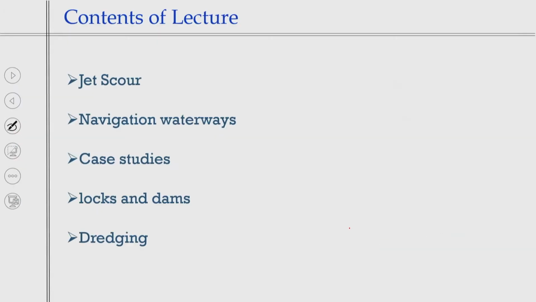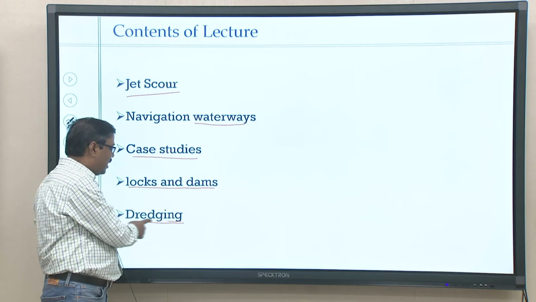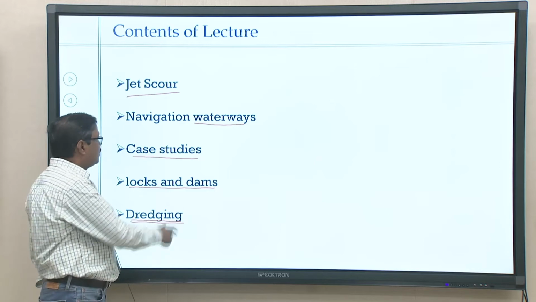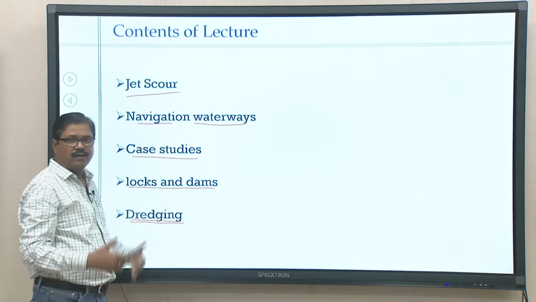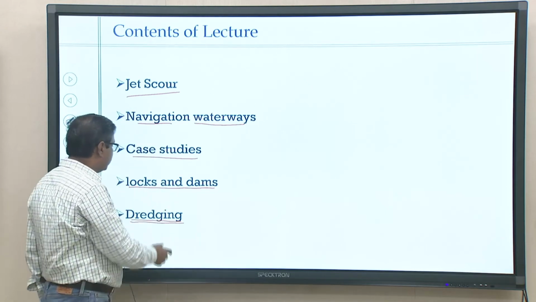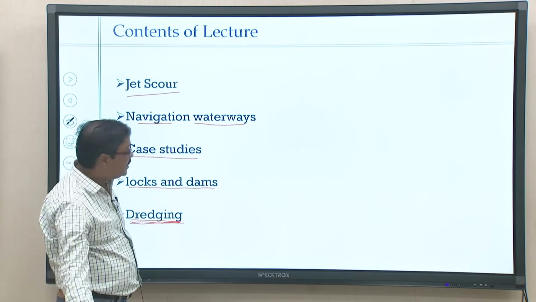Today we will cover jet scours, waterways, and some very relevant case studies, and I will also talk about locks and dams, and dredging. Those are the concepts we will discuss today: how we can do dredging to maintain river channels from a navigation point of view or other utility point of view. We can also look for dredging as an option. Those things we will discuss today in more detail.